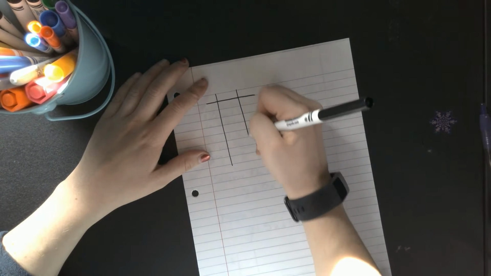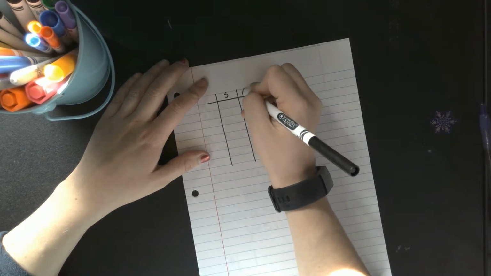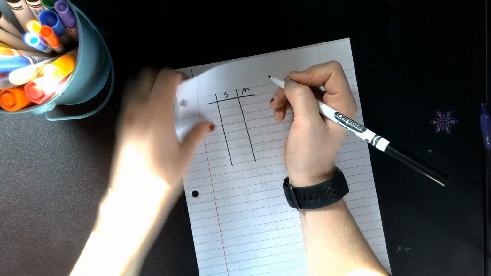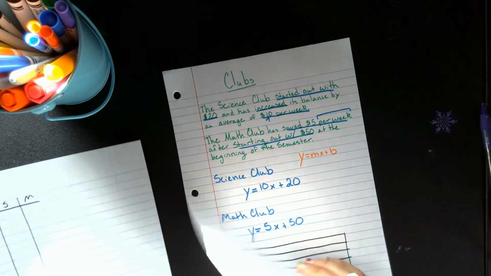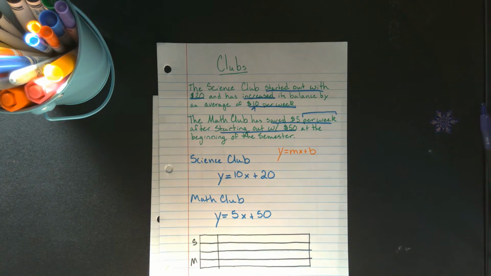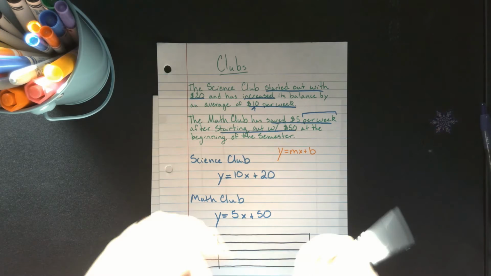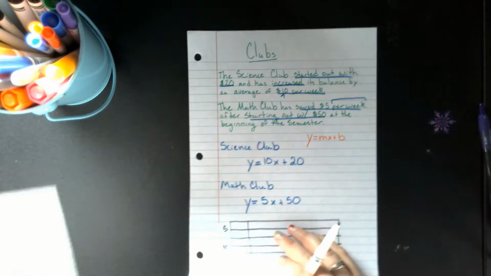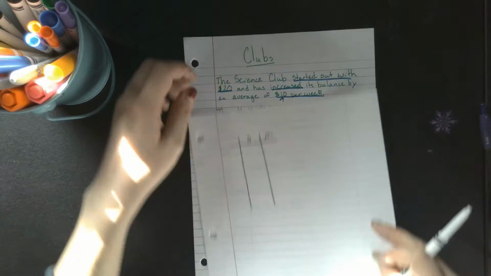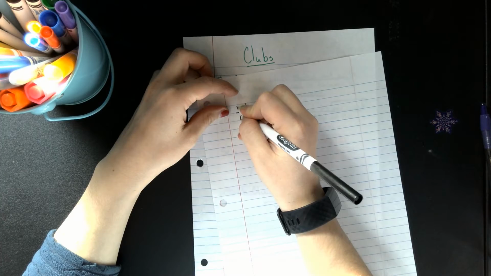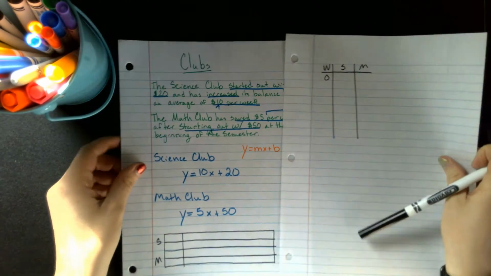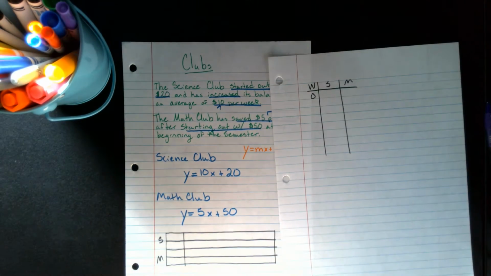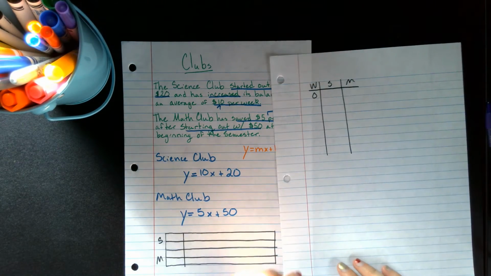The whole goal of most of these problems is to figure out when are the two the same. So I have the Science Club and the Math Club, and what I want to know is when will the two clubs' balance be the same? That is my goal. So if we're going by week, since it says per week, we'll start with week 0. So if we look at our two equations, you should be able to see both of these.